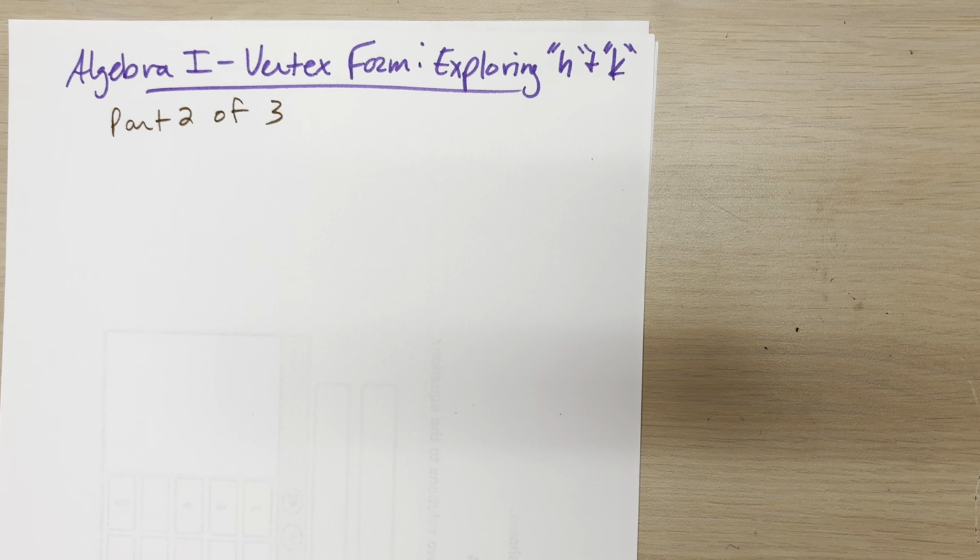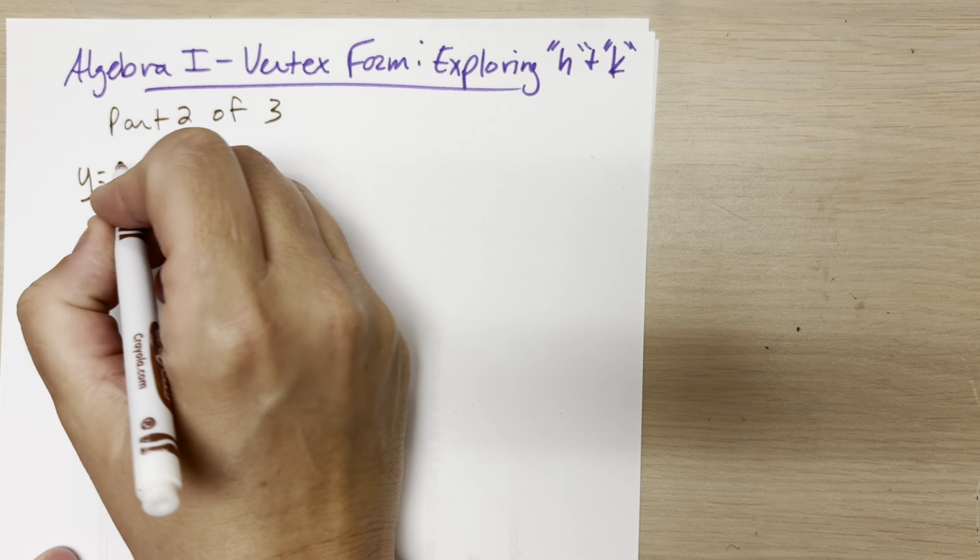This is video number 2 in a series of 3 in regard to graphing quadratic equations in vertex form. This video is going to be examining the impact of parameters h and k, which are the horizontal and vertical translations. So let's get to it.